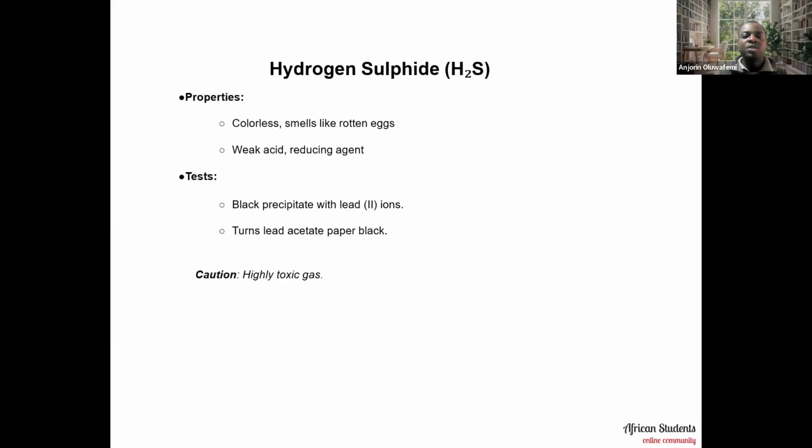So for hydrogen sulfide, its properties include that it is colorless, and it smells like rotten egg, a very terrible smell. It is a weak acid and it's also a reducing agent. What are the tests for hydrogen sulfide? It forms a black precipitate with lead-2 ions. So when you bring hydrogen sulfide close to lead-2 ions, they form a black precipitate, and they turn lead acetate paper black. But we must be very, very mindful that H2S is a very highly toxic gas.